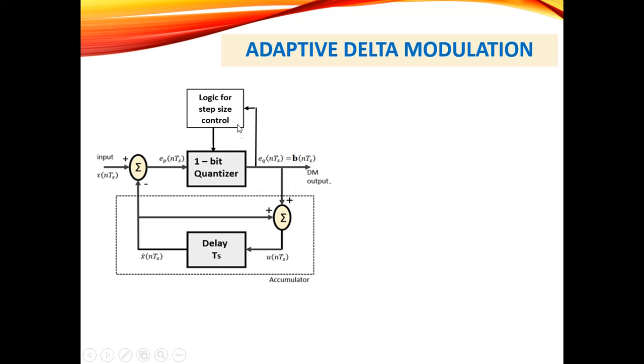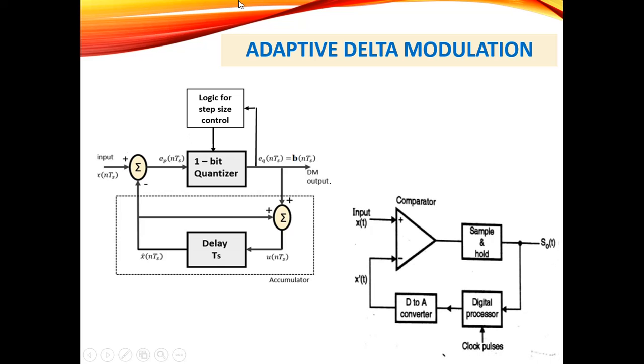And this is the most important block used in ADM. It is the step size control. Either the step size increases or the step size decreases. When there is a pattern of plus delta, minus delta, that is our granular noise. At that time we decrease the step size. When we have a pattern like slope overload, that is a continuous increase, plus delta, plus delta, or minus delta, minus delta pattern, then we will increase the step size.